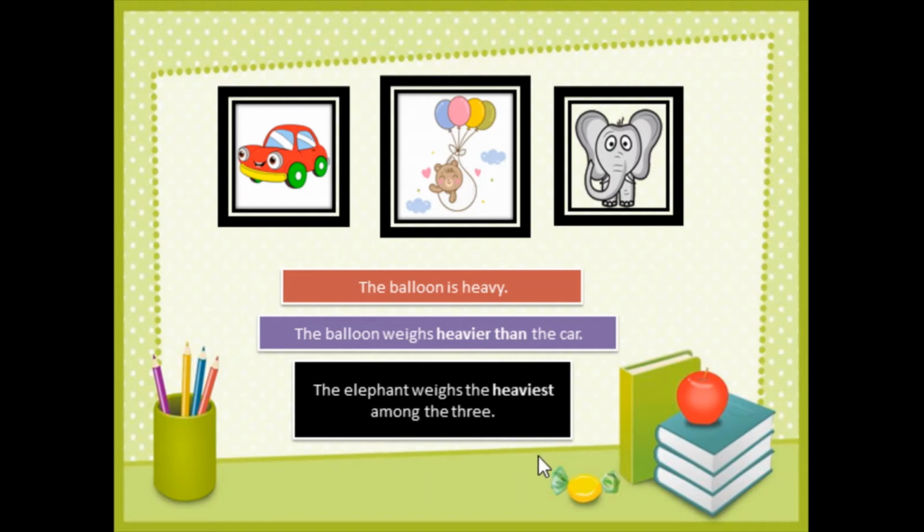Alright, so which object weighs the heaviest? Okay, it's the elephant. Good job. Which object weighs heavier than the car? Doing good. It's the balloon. Very good. How about which object is heavy? Of course, it is the balloon.